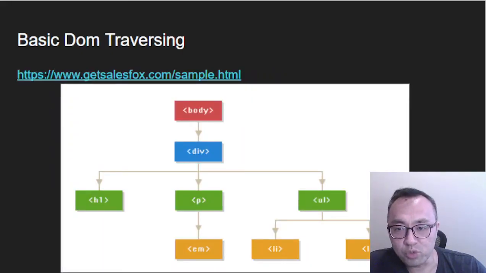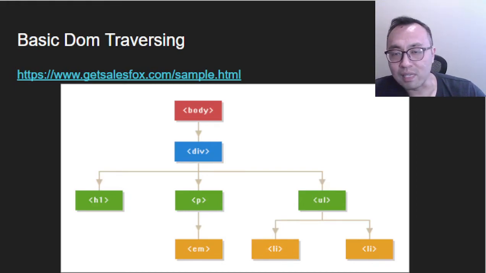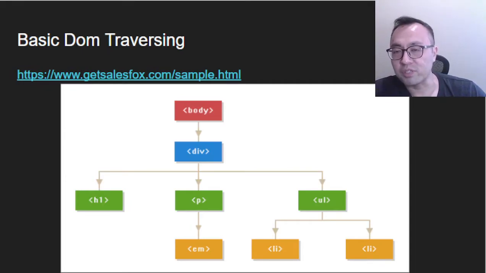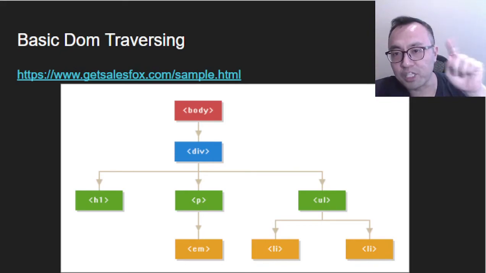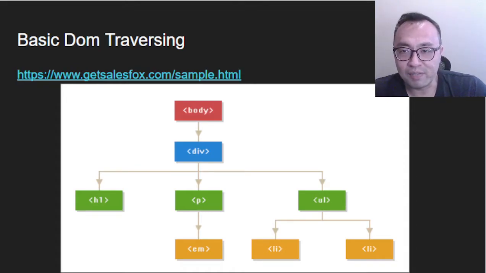I'm going to use this particular example. You can go to getsalesfox.com/sample.html, or I'll put the slides up so you can follow along and see it for yourself. The basic thing about HTML is that it's a tree structure. There's something on top, and then it has branches, and each branch could have multiple branches. That's the only thing you really have to understand.